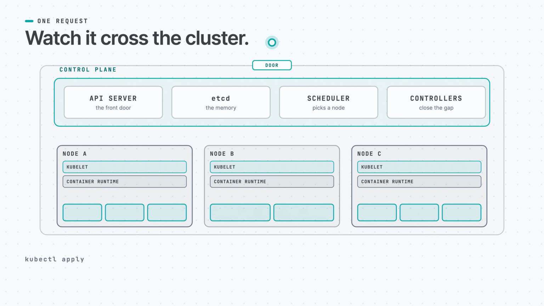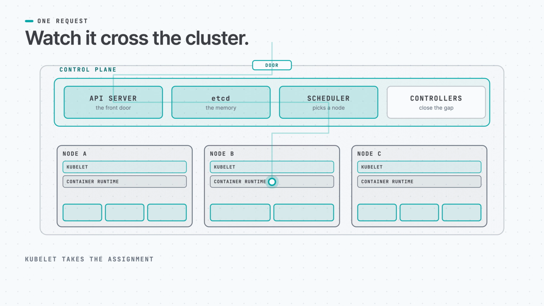So let's watch one request travel the whole cluster. You run kubectl apply. It reaches the API server, which validates it and writes it into etcd. The scheduler notices a pod with no home and picks a node. The kubelet on that node sees the assignment, asks the runtime for the containers, and the pod starts running. Then the kubelet reports back and etcd is updated. That is the entire path.